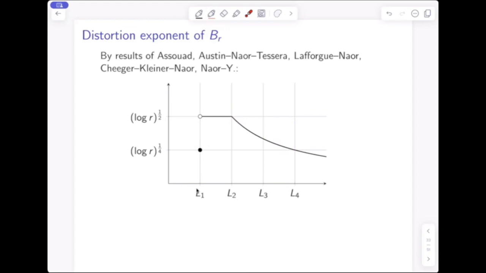And so that's what I want to talk about for the last couple of minutes: why there's this distinction between L1 and why there's this discontinuity at L1. So before I do that, are there any questions about anything so far?